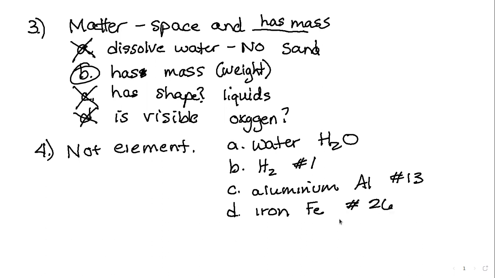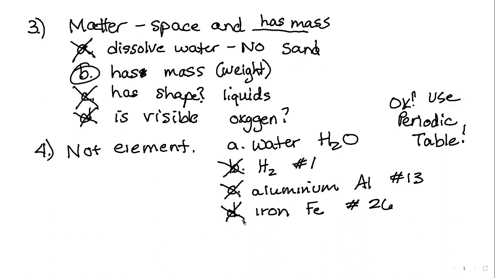Now on the test, if they ask you if something's an element or not an element, you are perfectly okay to use your periodic table. Bring it out. That's why you've got it. Okay, so B was an element, C was an element, and D was an element, and water is a compound. It's got 2 hydrogens and 1 oxygen, so it is not an element.